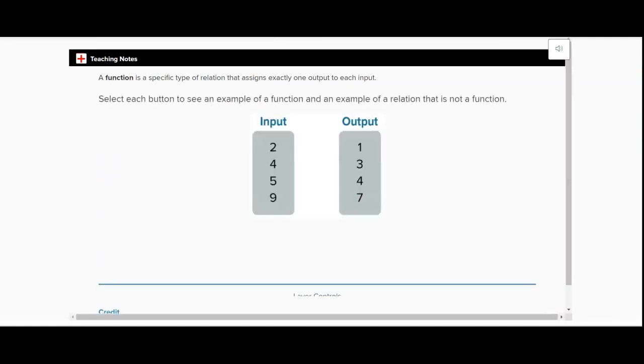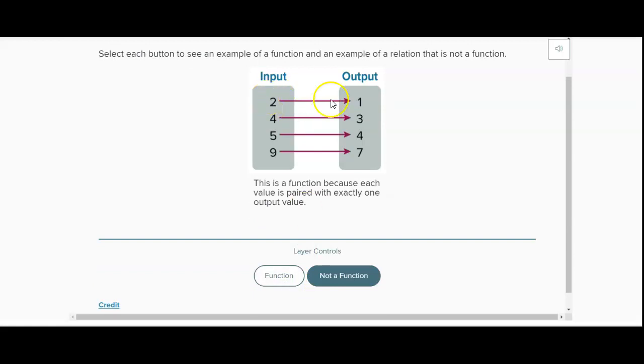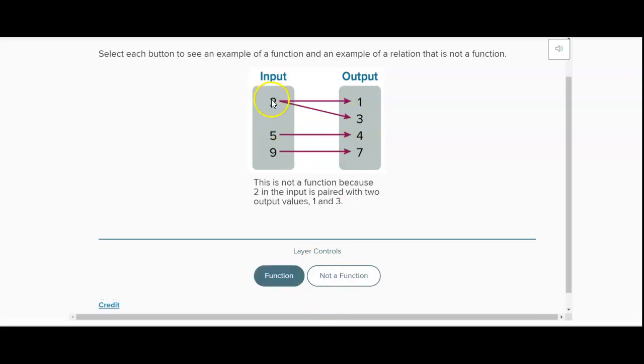Now a function is a specific type of relation in which each input has exactly one output. So here's an example of a function, because each x has only one y. This goes to only one output. But this would not be a function because 2 has two different outputs. So it's a relation, but it's not a function. So that's important, that you have to be able to identify what is a function and what is not a function. And it all comes down to each x can only have one y.